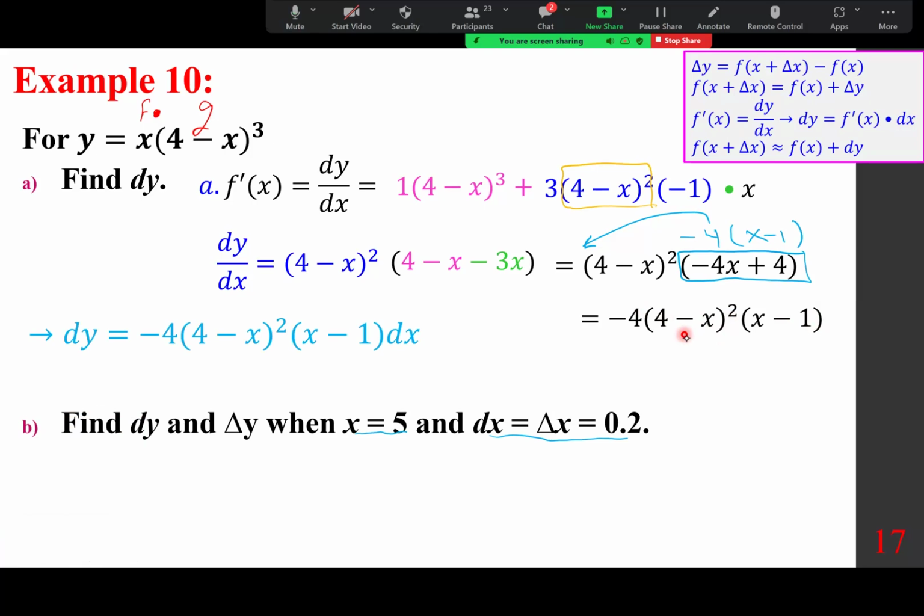Let's plug in. So what happens when we plug in? Negative 4 remains. 4 minus 5 times 5 minus 1 times 0.2. And this is actually easy. This is 1, when you square it remains unchanged. This is 4 times negative 4. Negative 16 times 0.2 is negative 3.2.